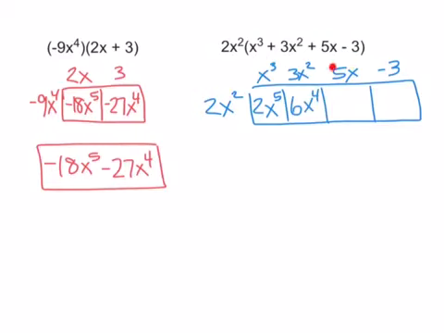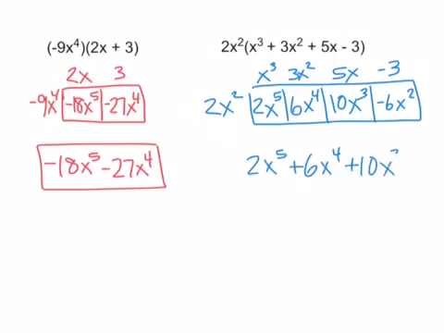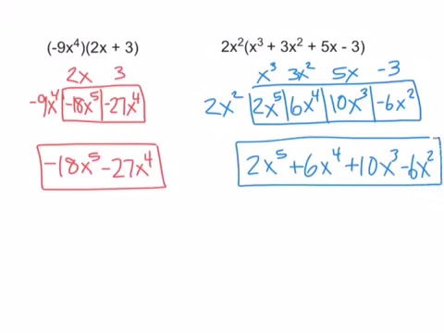2x squared times 5x, 2 times 5 is 10, and x squared times x is x to the third. 2x squared times negative 3 is negative 6x squared. So our final polynomial for our answer is 2x to the fifth plus 6x to the fourth plus 10x to the third minus 6x squared. Notice all of these have different variable parts so that we can't combine them at all. That is our answer.